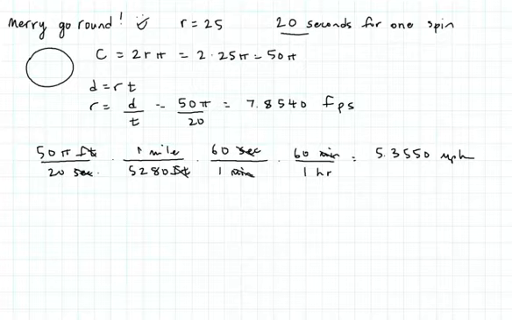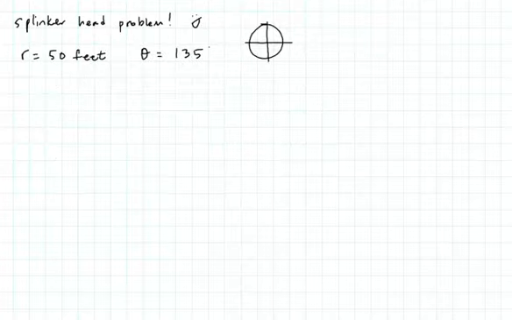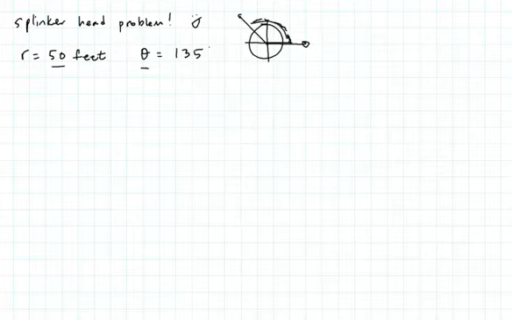I like that problem. Another problem that I like is the sprinkler head problem. Here we have a sprinkler head that's going to have a 50-foot radius, send out a 50-foot spray, and the angle is going to be 135 degrees. So imagine that over to here, and we want to find this area that's going to be sprayed with water.